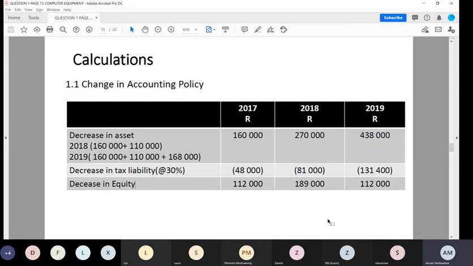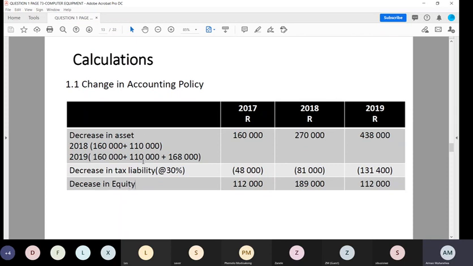So here's the opposite. You're dealing with an asset. A decrease in asset will lead to a decrease in tax, and will also lead to a decrease in equity. This is very important, especially when you're dealing with a note. Then I'll explain the figures now.